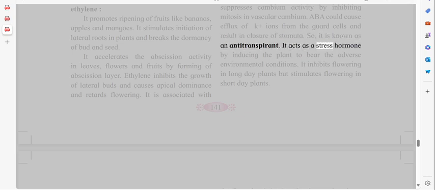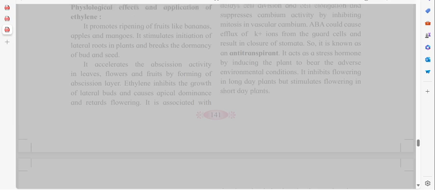It acts as a stress hormone by inducing the plant to bear the adverse environmental conditions. It inhibits flowering in long-day plants but stimulates flowering in short-day plants. Physiological effects and application of ethylene. It promotes ripening of fruits like bananas, apples and mangoes. It stimulates initiation of lateral roots in plants and breaks the dormancy of bud and seed.